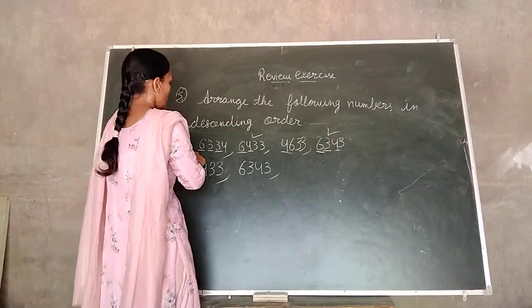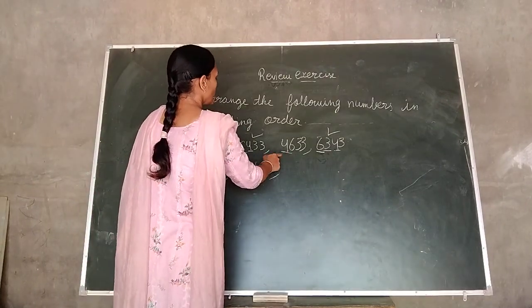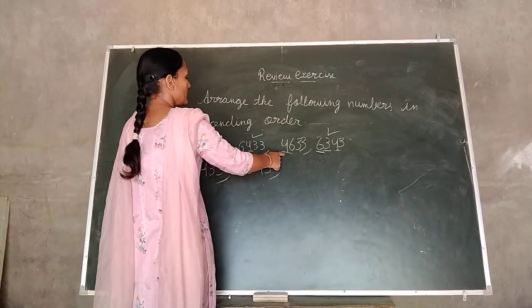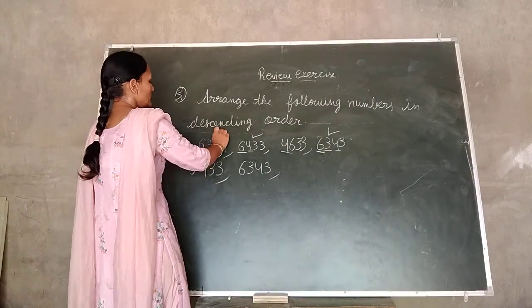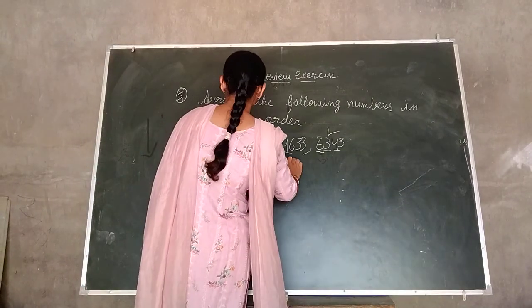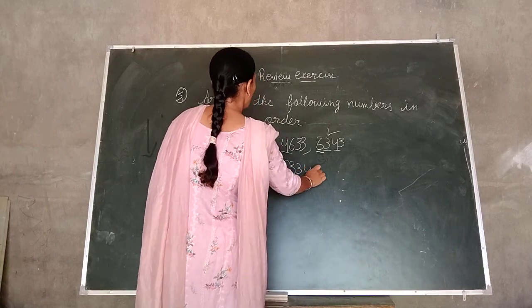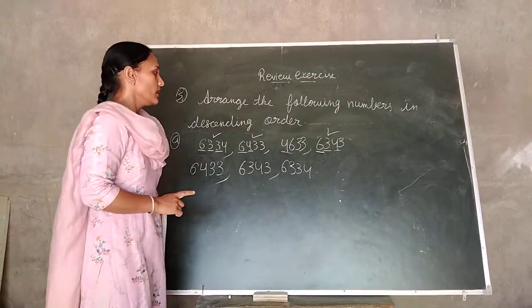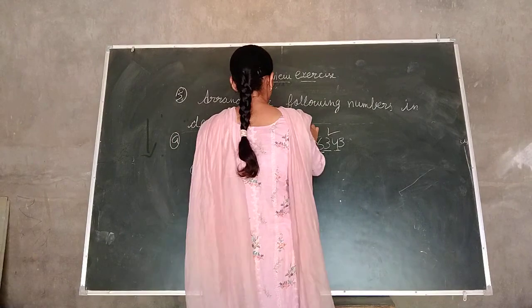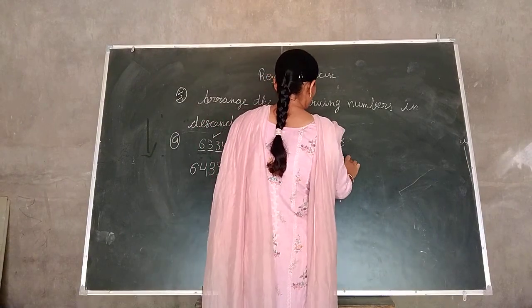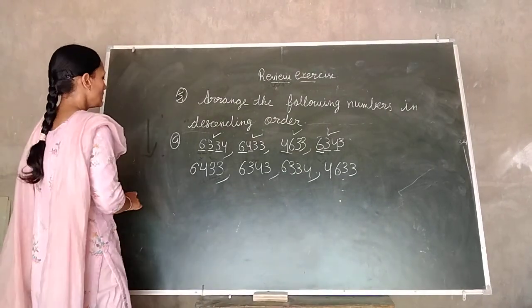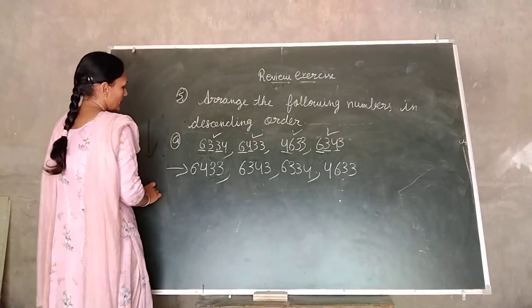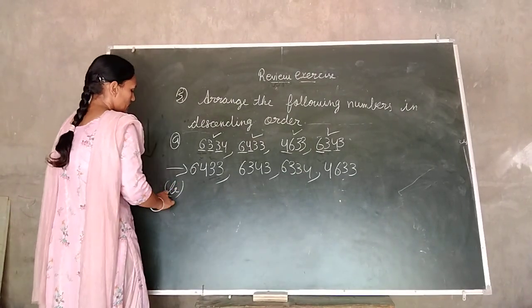Now we have two numbers, which is the greatest? So now we will compare the digits in thousand place. Here it is 6 and here it is 4. 6 is greater than 4. So what it means, this is the greatest, 6334 among these two numbers. Now we have only one number and we will write it as the last number. Now these numbers are in descending order. Next B part.